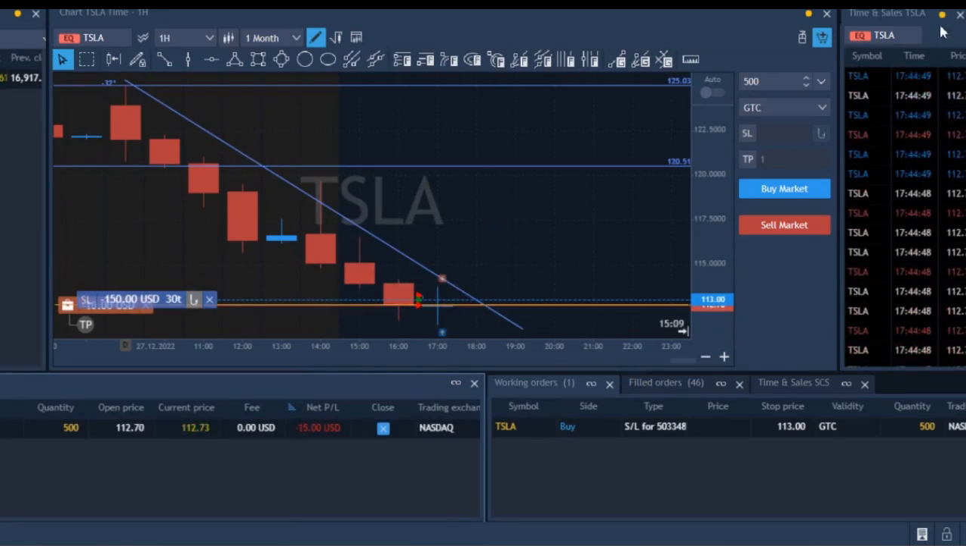We're also using the time and sales. We can look at this and see how many people are buying, how many people are selling. Here's a buy order that came in. Here's another buy order. Here's some sales on the red. There's big sales right here.